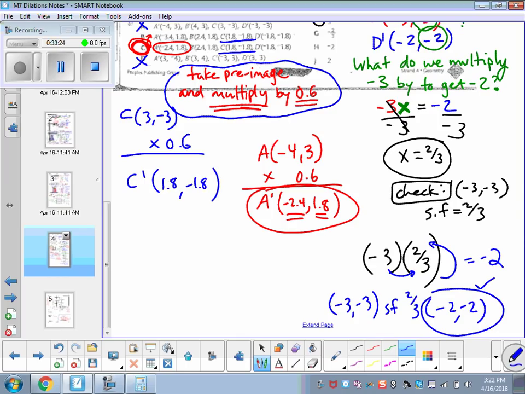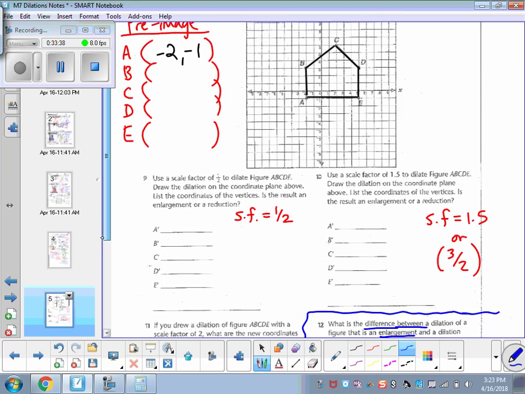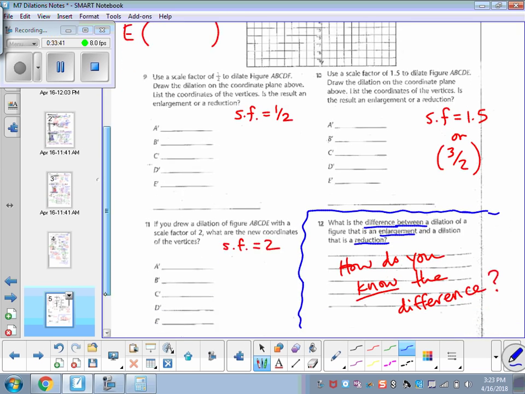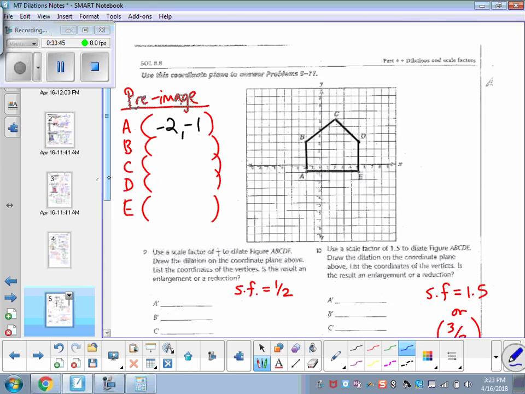All right, and now y'all have to flip over. You're right there. All right, so we have a pentagon here, and there are 5 points. And what you're going to do now to practice is answer questions 9, 10, 11, and 12. And we will be going over these together as a class. Thank you for your attention.